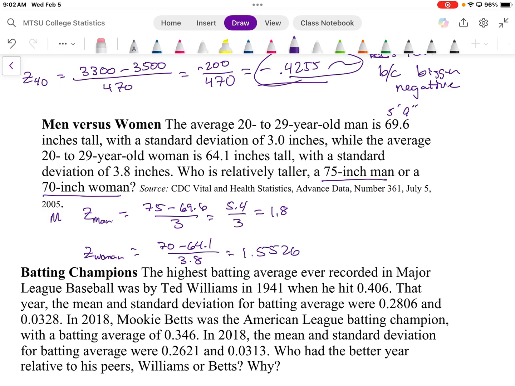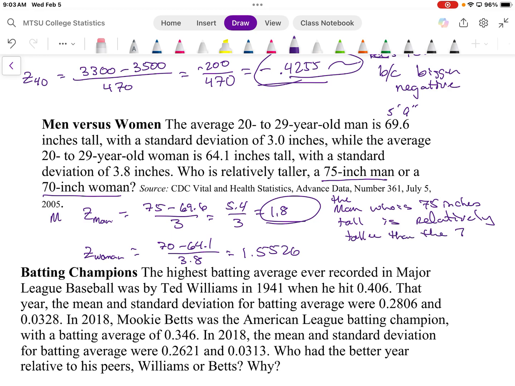So who is relatively taller when you standardize them? This gentleman, the man who is 75 inches tall, is relatively taller than the 70-inch woman because his Z-score is larger.